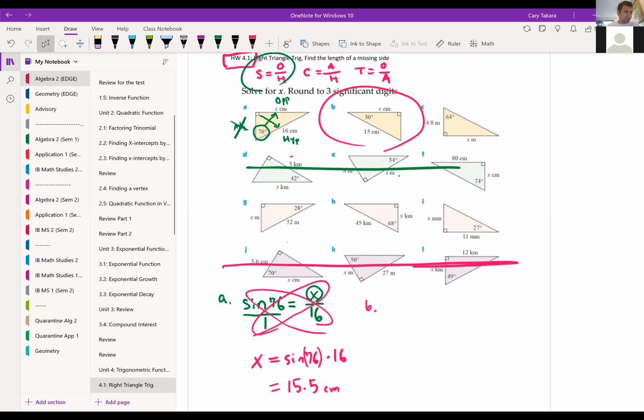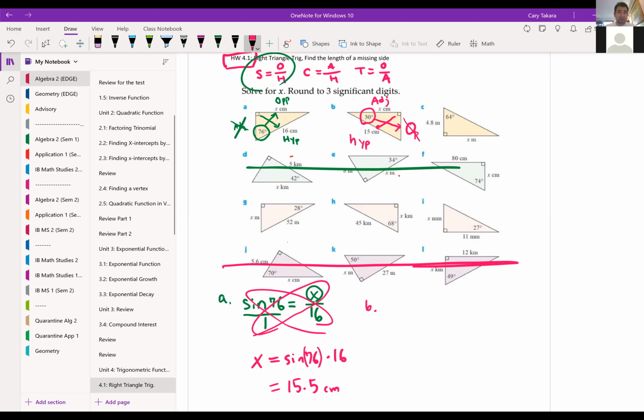Okay, so I'm going to get started. I'm going to label. The focus angle is 30 degrees right here, so opposite is right here, and there's nothing on opposite, so that's basically out. Hypotenuse is across from 90 degrees, so this is the hypotenuse. That means this x has to be adjacent.